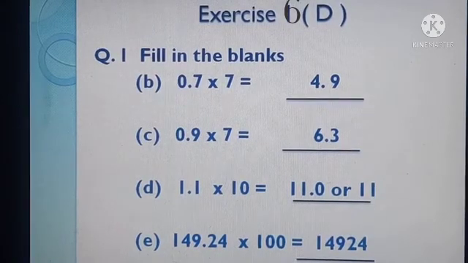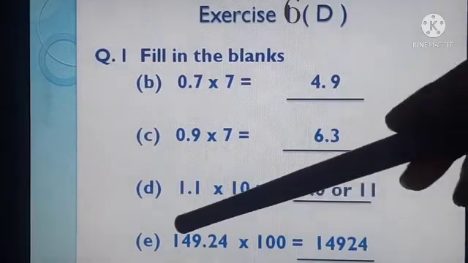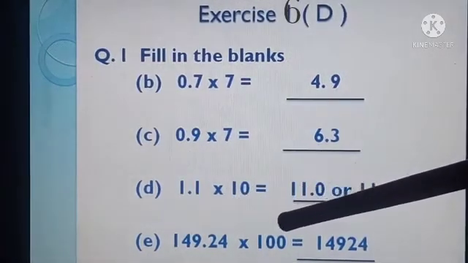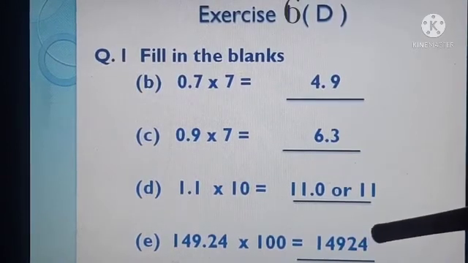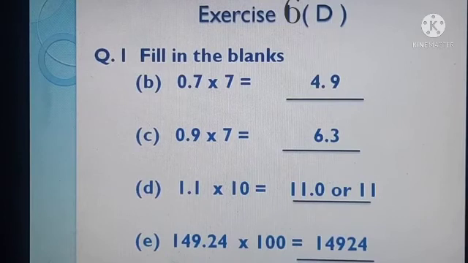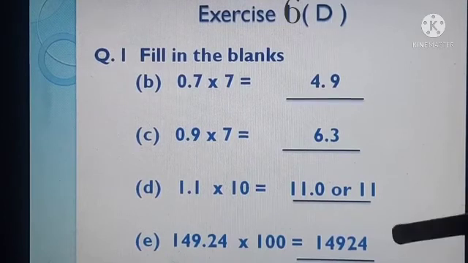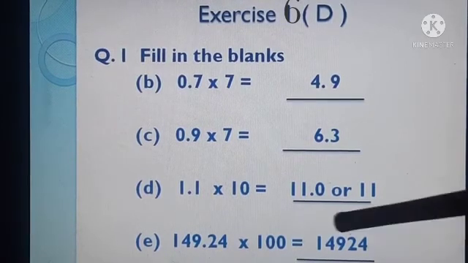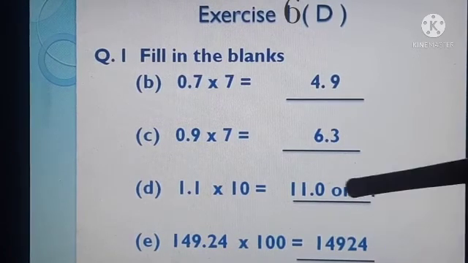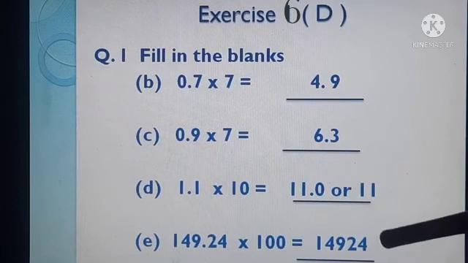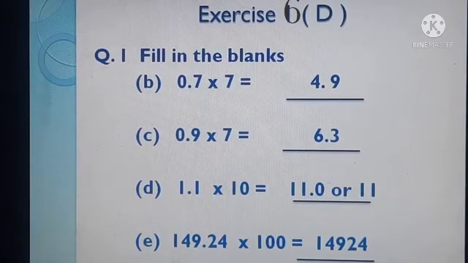14924. Means, when we are multiplying 149.24 by 100, our answer will become 14,924. But if you are writing it this way, that is also correct. And if you are writing it after putting the decimal and 00, as I have done in this part, both the answers are correct because both are giving the same result.